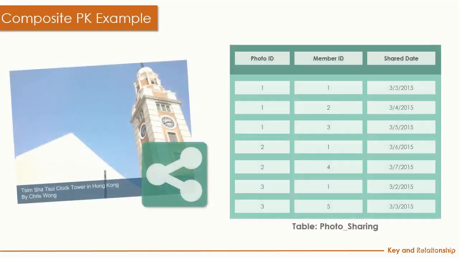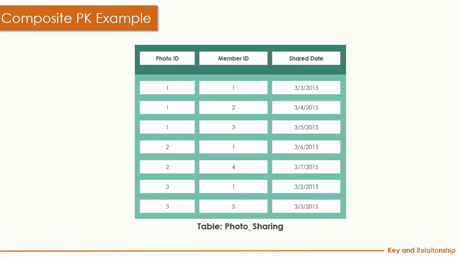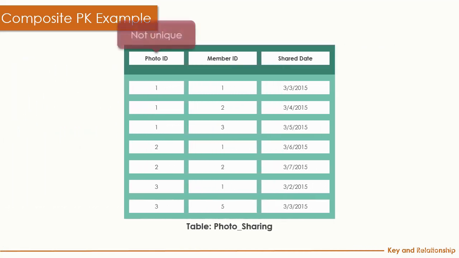Let's take an example. Here we have a photo and the photo sharing table. Each photo will have its own row, but one photo can be shared to more than one member. In this case, the photo ID in photo sharing table is not unique. We are allowed to share the same photo to multiple team members. And even the team member is not unique because he can have multiple photos shared to him.